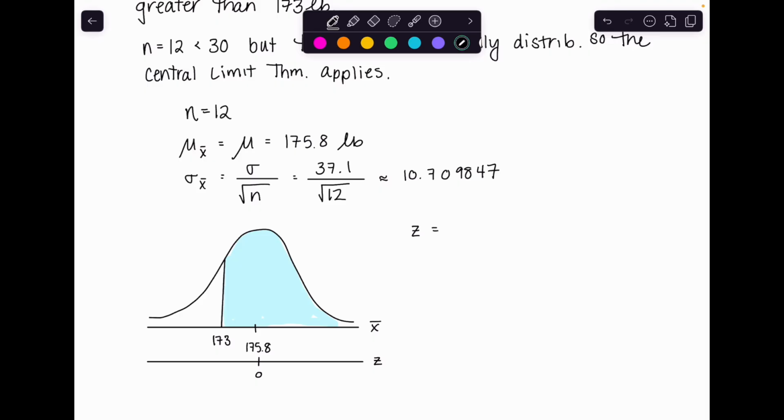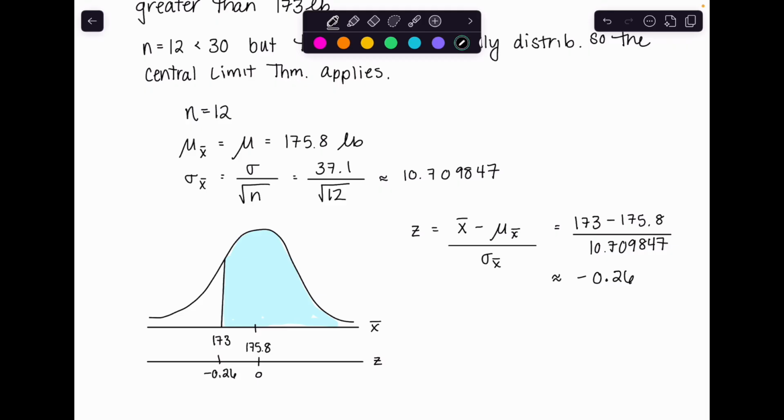So my value of z is going to be my mean that I'm given minus the mean of all of my samples over my sample standard deviation. So the mean we assumed is 173 pounds. Subtract 175.8, which is the mean. And we figured out the sample standard deviation is 10.709847. So if you plug this into your calculator, your z-score is about negative 0.26.